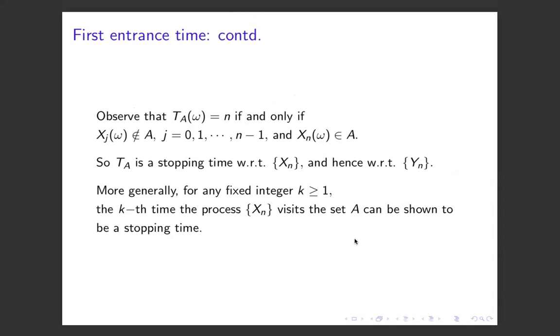So as we had seen in the case of the Markov chain, for any fixed integer k greater than or equal to 1, the kth time the process xn visits the set A can be shown to be a stopping time. It's an exercise here for you. Can be shown is again a dangerous phrase.